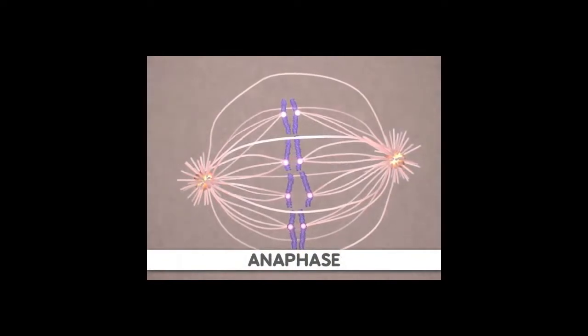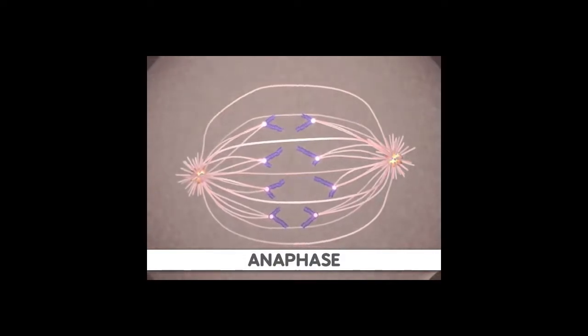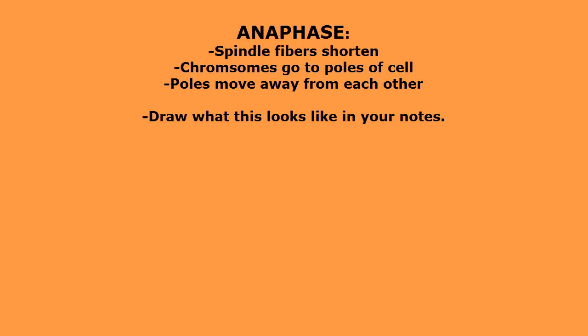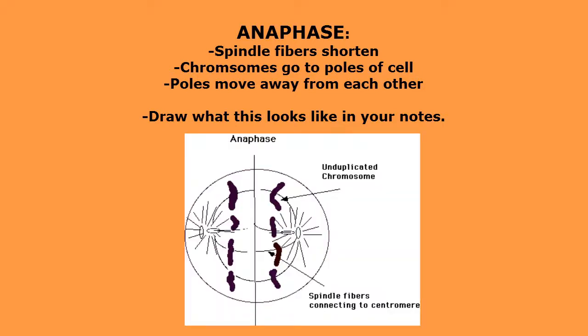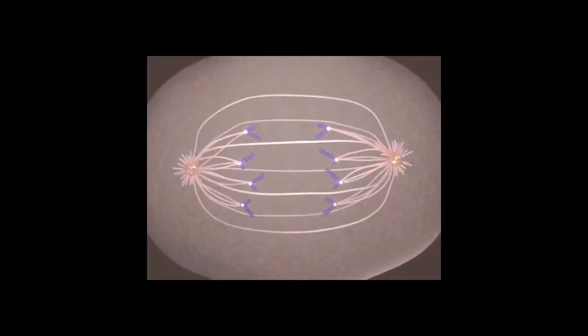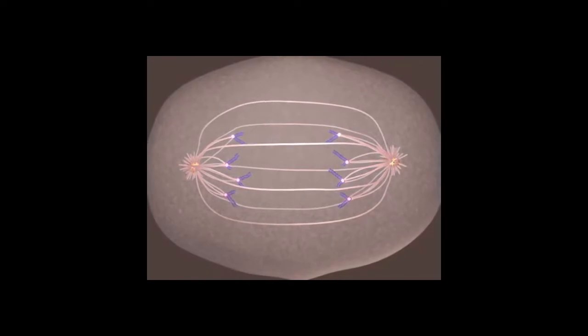Additionally, the poles of the cell move farther apart, causing increased separation of sister chromatids. At the end of anaphase, the sister chromatids have moved to the 2 ends of the cell. Telophase is the final stage of mitosis. It is here the components of the new cells begin to appear.